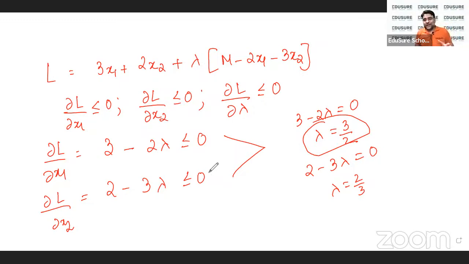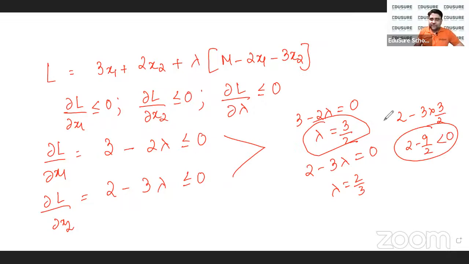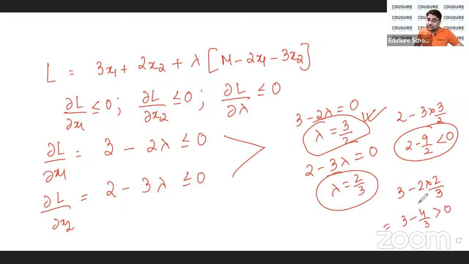Now, when lambda is equal to 3 by 2, that is, the first equation is equal to 0, what happens to the second equation? 2 minus 3 into 3 by 2, 2 minus 9 by 2, which is negative. So both the conditions are holding if I take lambda equal to 3 by 2. If I take lambda equal to 2 by 3, what happens to the first equation? 3 minus 2 into 2 by 3, 3 minus 4 by 3, it gives me a positive value.